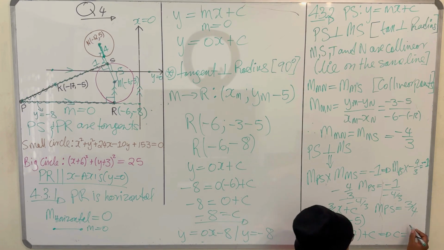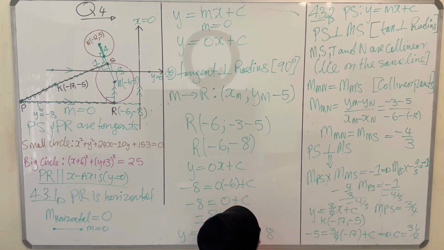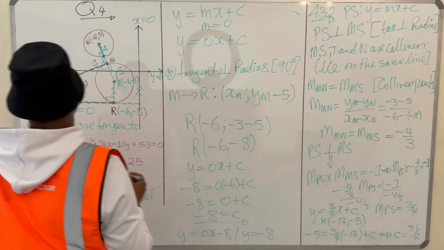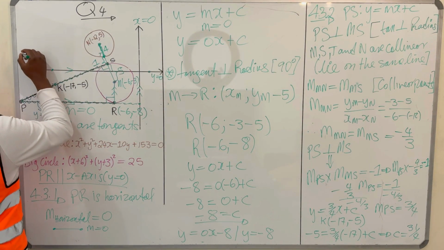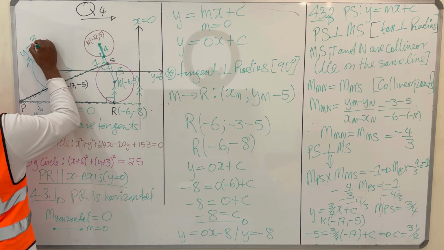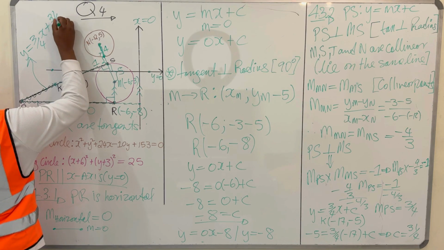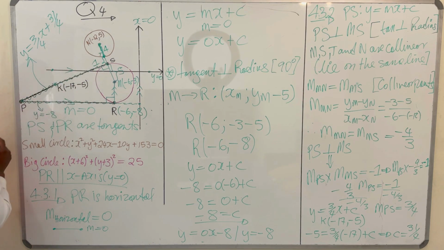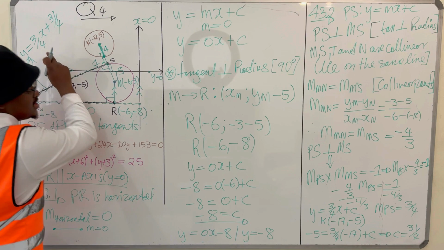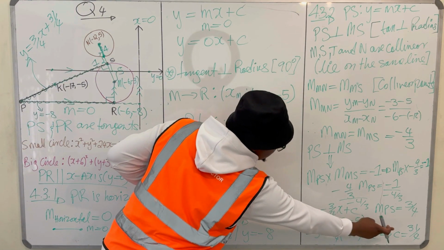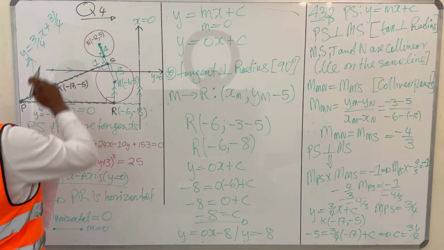The answer is that C is equal to 31 over 4, right? So the equation of the line is y is equal to 3 over 4 x plus 31 over 4. So this is the equation of this line here. This 3 over 4 was your gradient, and they found C to be 31 over 4, which is that one over there.